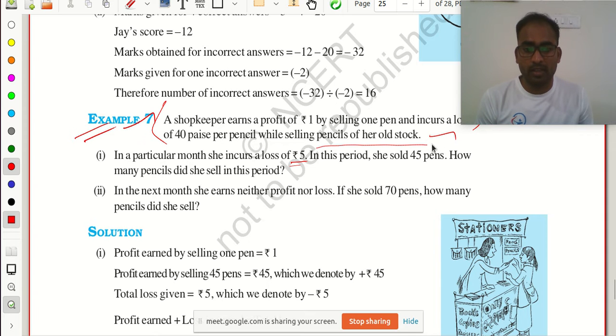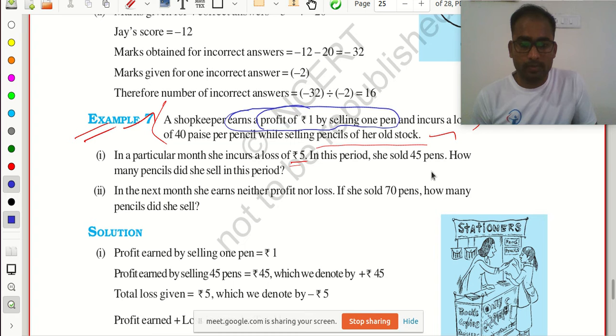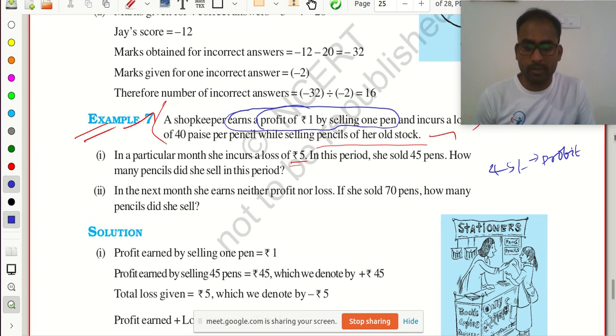First, here she sold 45 pens, na? So what is her profit? By selling each pen, she will get ₹1. She earns 1 rupee by selling a pen. So if she sells 45 pens, she gets 45 rupees as profit. This is her profit on pens only. Okay, this is clear now.